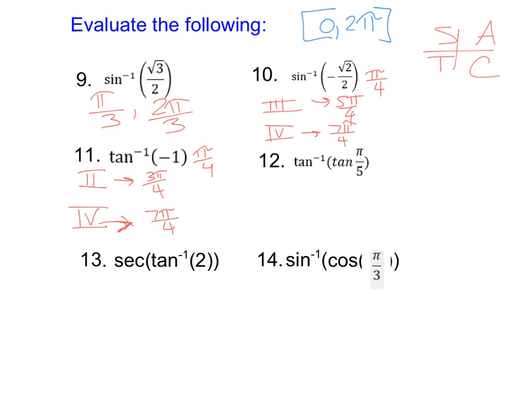All right, next one. We have tan minus 1, so inverse tan, tan of pi over 5. Remember, the inverse and a function, they undo each other. So you just get pi over 5.